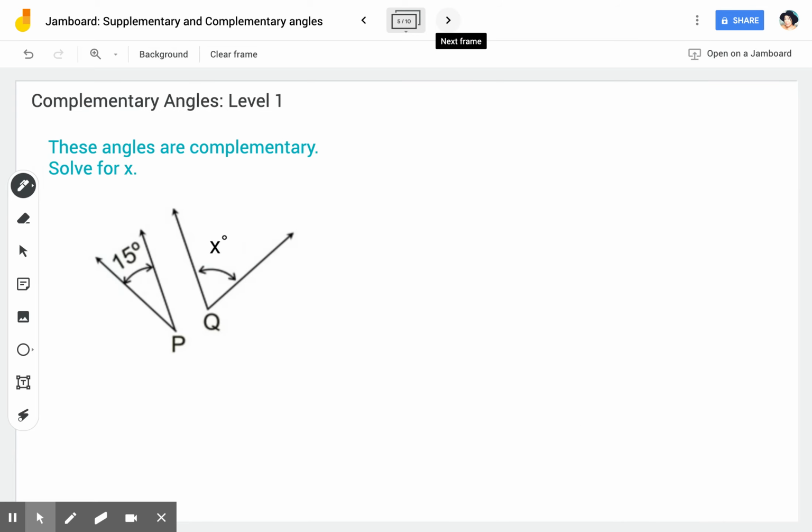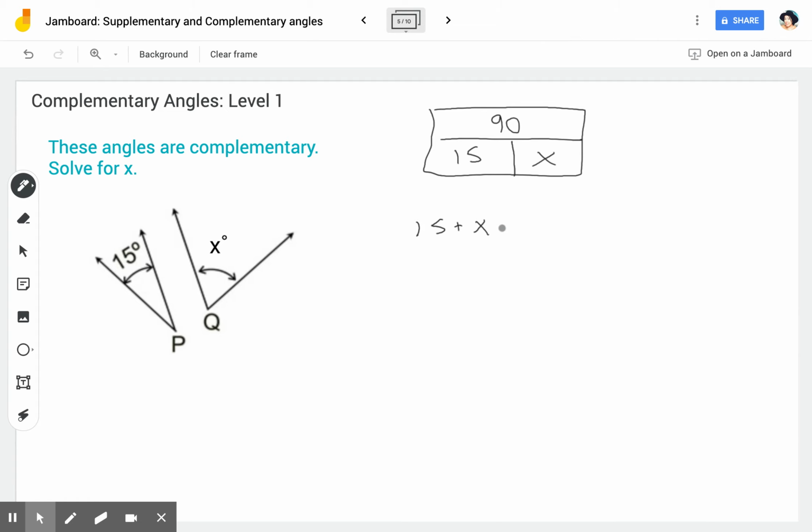We are now going to look at complementary angles. Now, remembering that complementary angles add up to 90, the way that I show that relationship is by putting 90 on the whole section and saying that 15 plus a number is equal to 90. And the algebra portion helps us figure out what that number is. So when I subtract 15 from 90, I get that x is equal to 75.